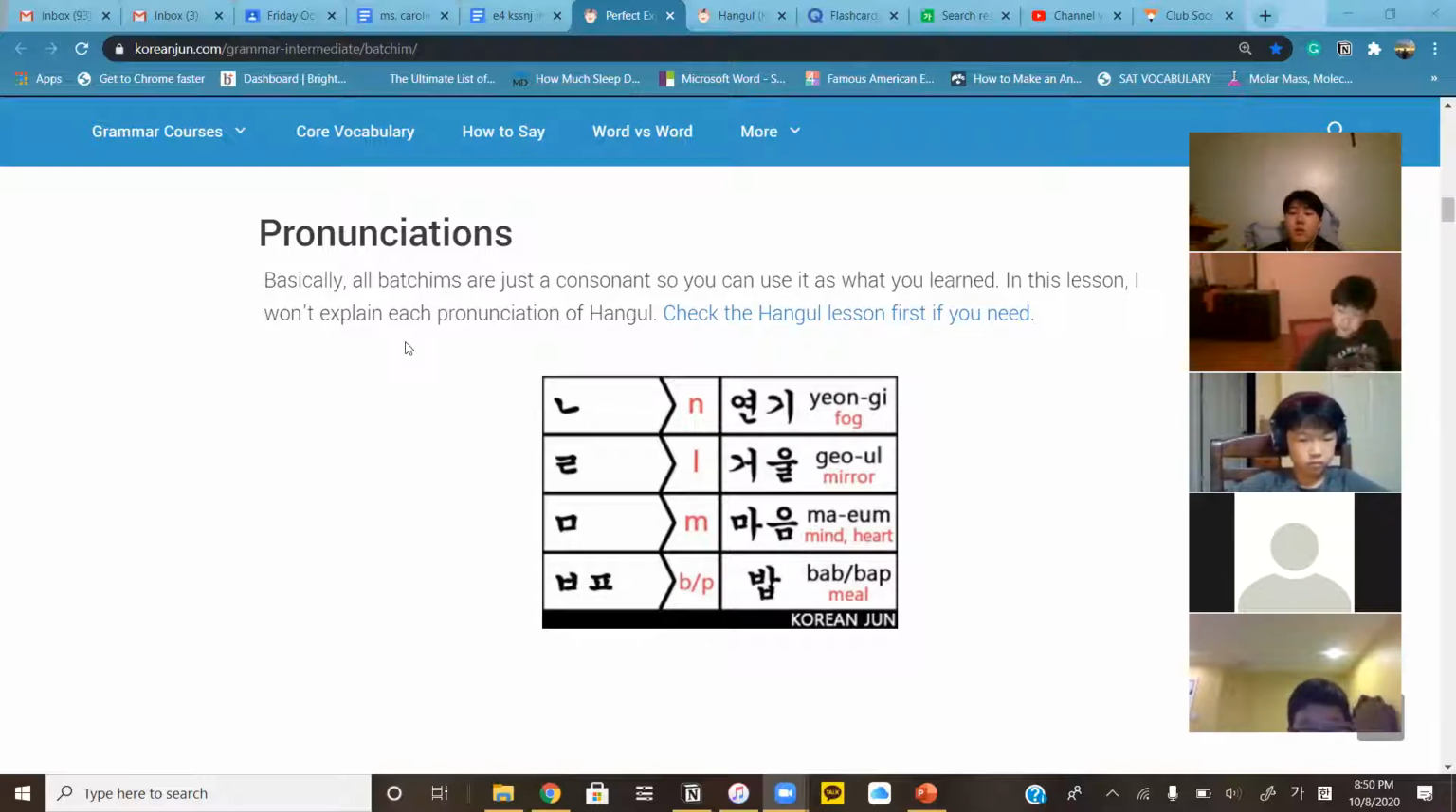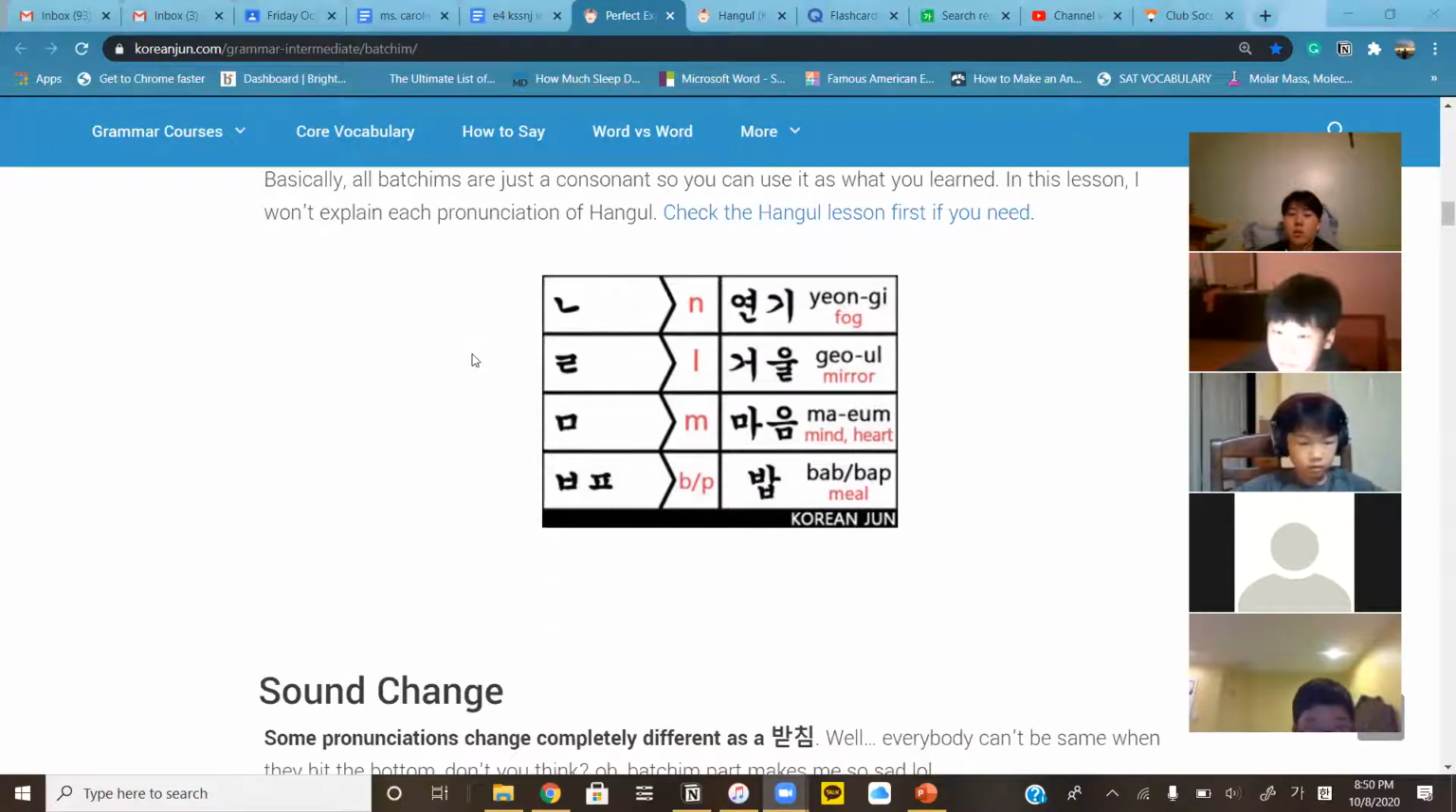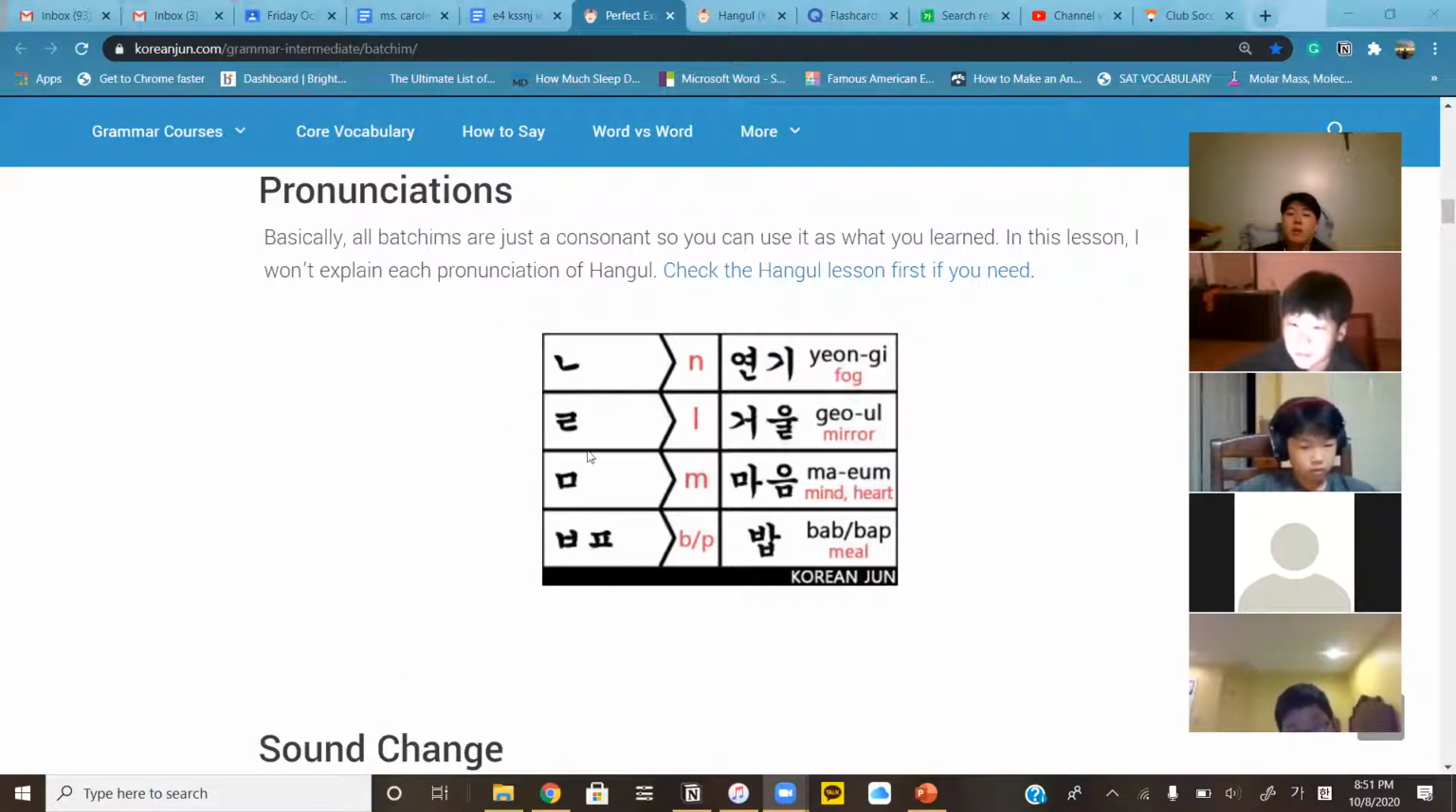Pronunciations. Basically, all pachims are just a consonant, so you can use it as what you learned. In this lesson, I won't explain each pronunciation of Hangul. Okay, so this is just one of the consonant endings that you can have. So this is the sound that you should hear at the ending of that syllable block. So in this case, younggi. Yun has a pachim, and it ends in the n sound, yun, y-e-o-n, yun, okay, and it has a nian pachim. So you should hear that when you pronounce younggi.